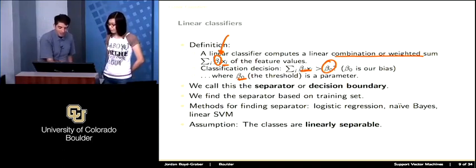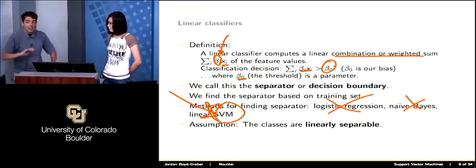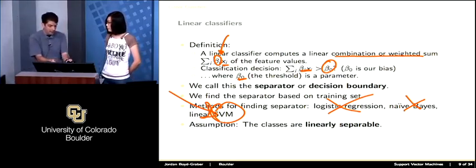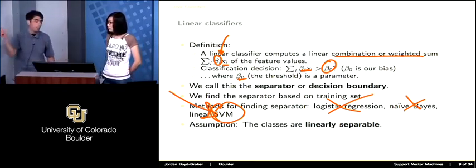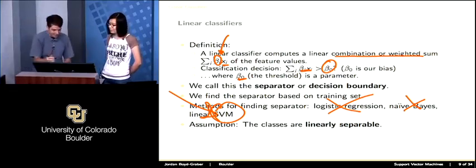So there are many ways of finding the separator. We've done these two already. And so today, we're doing support vector machines. And in all of these cases, they assume that the data are linearly separable, that you can draw a line between the classes. Yeah, and a plane maybe. Yes, exactly.